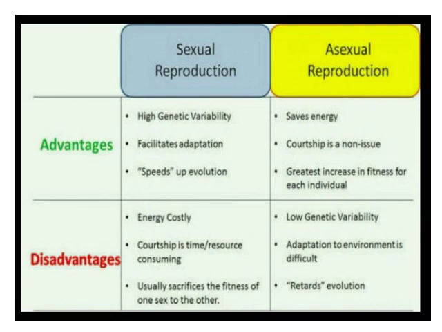Asexual reproduction has low genetic variability. Adaptation to the environment is difficult. That is, it retards evolution, so evolution will not occur. There will be no natural selection.